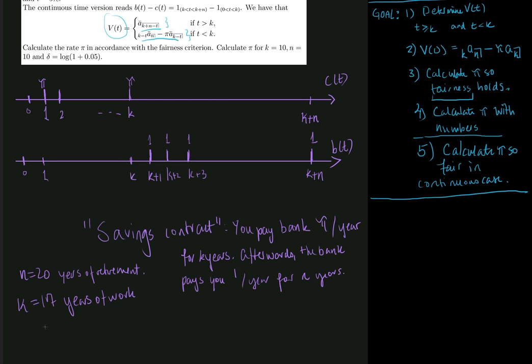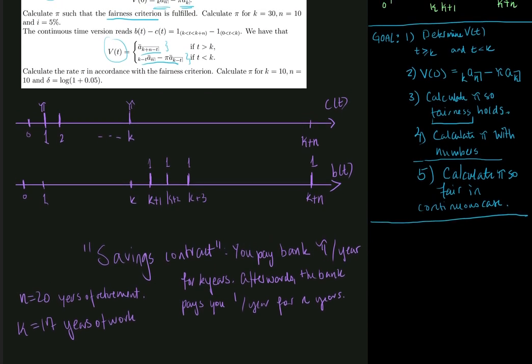And during those first 17 years, the amount that you pay in will sit there and accumulate interest such that when those k years end, the payments have accumulated enough interest so that you're able to receive your benefit of 1 unit per year during your retirement. So this is one of the ways we might interpret this.